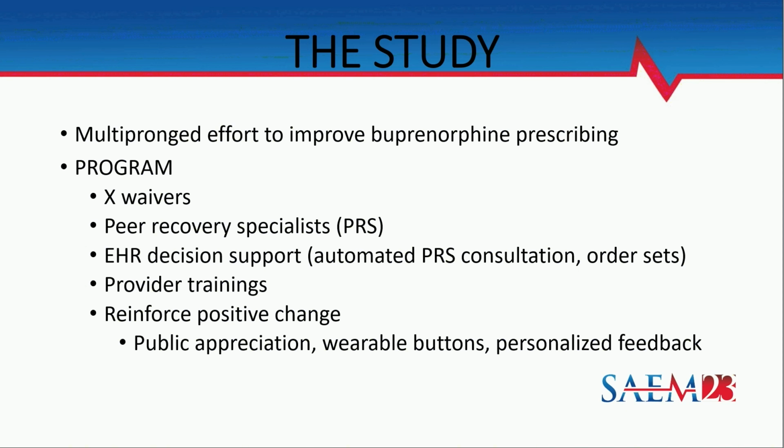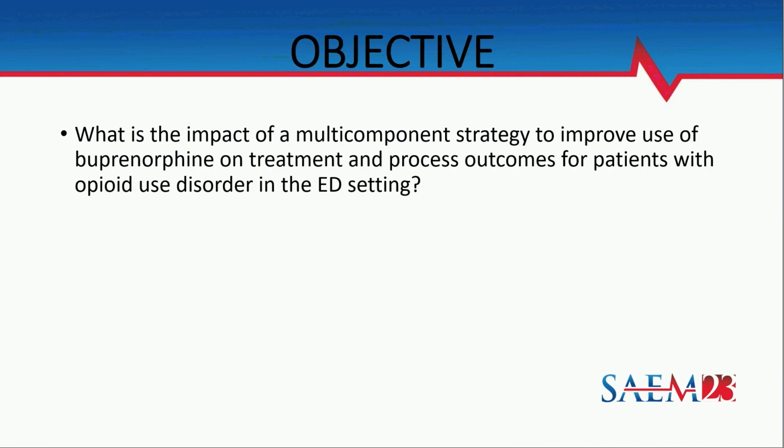So they also did some provider trainings, and they reinforced positive behaviors and positive change. So closing the loop with providers when they're starting a patient on bup who hasn't relapsed. Providing that closure and that positive reinforcement was huge as well. So the question that they asked was, what is the impact of this multi-component strategy in improving the use of BUP on treatment and process outcomes for patients with opiate use disorder in the ED setting?